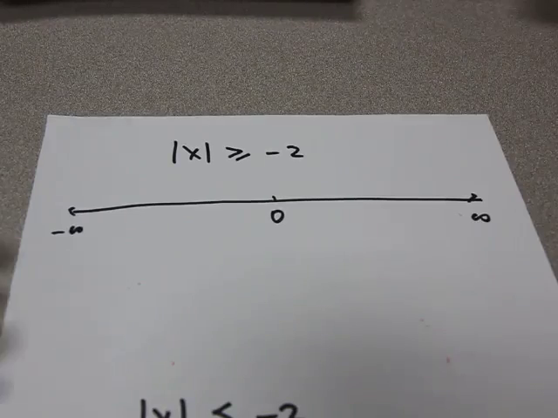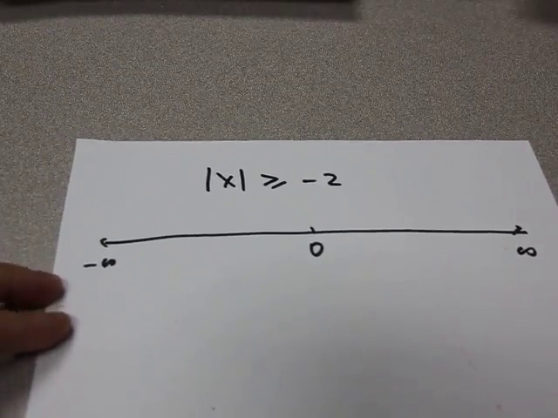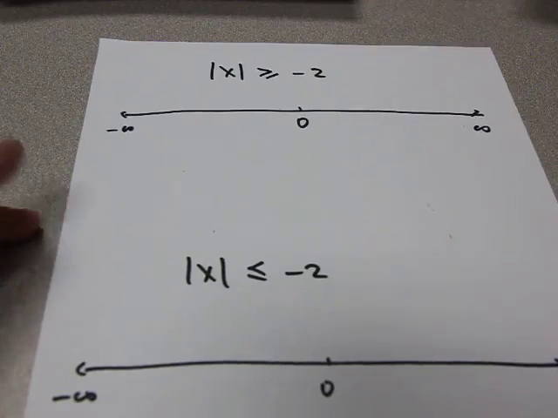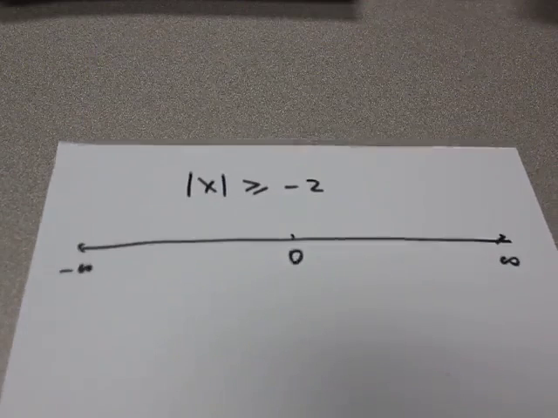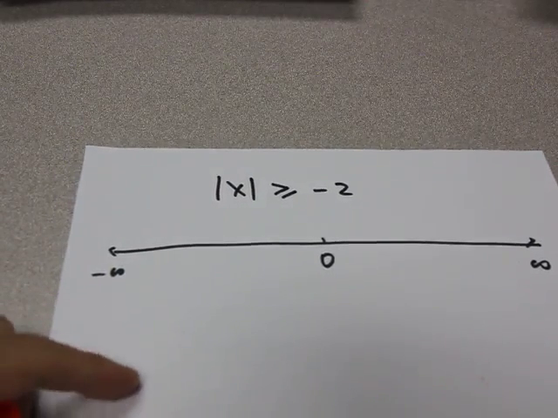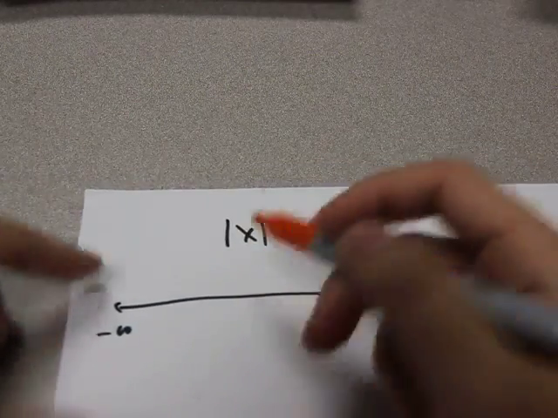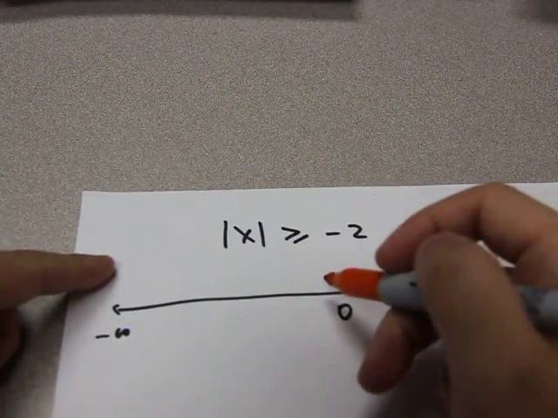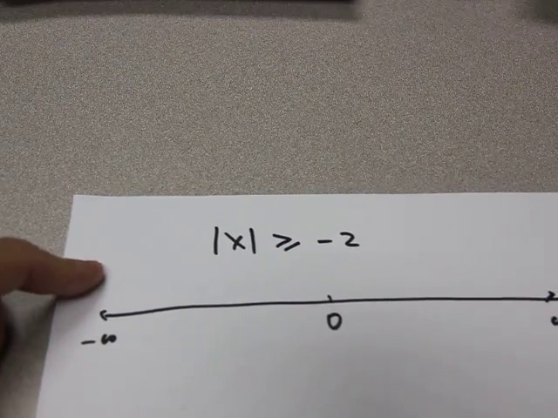Okay, now let's think about these two inequalities. One is the absolute value of x is greater than or equal to -2. Another one is the absolute value of x is less than or equal to -2. Now, again, we use the geometric interpretation to think about this. So this means that the distance from the number x to 0 is greater than or equal to -2.